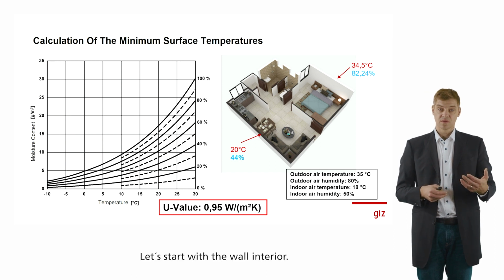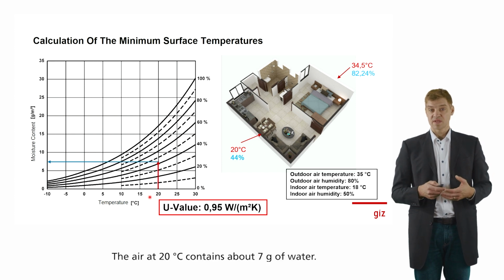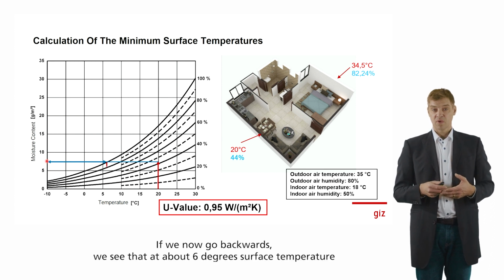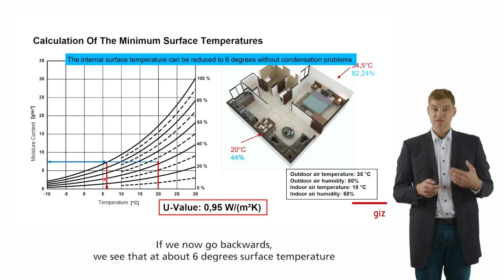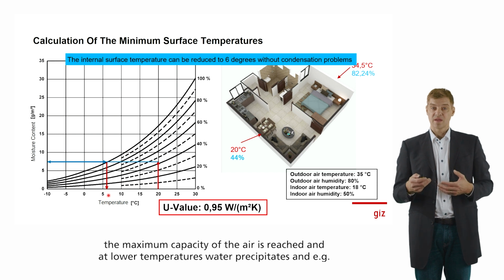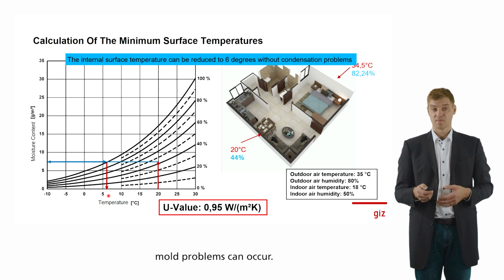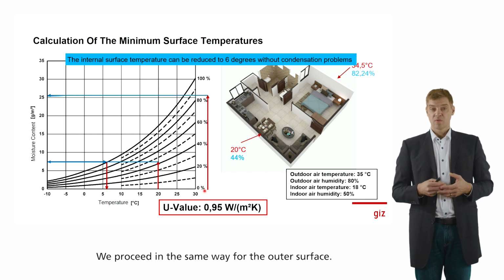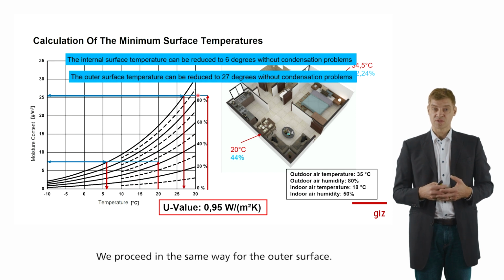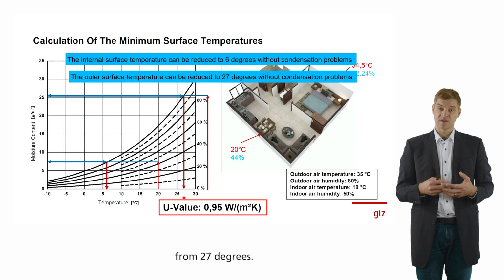Let's start with the interior. The air at 20 degrees Celsius contains about 7 grams of water. If we now go backwards, we see that at about 6 degrees surface temperature, the maximum capacity of the air is reached, and at lower temperatures water precipitates and mold problems can occur. We proceed in the same way for the outer surface, with a little over 25 grams of water contained. Dew water already precipitates at 27 degrees.